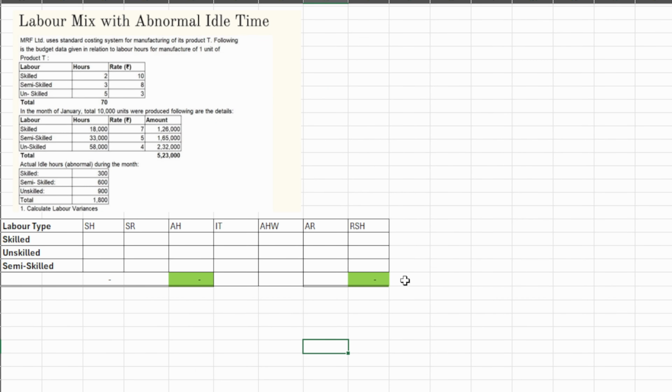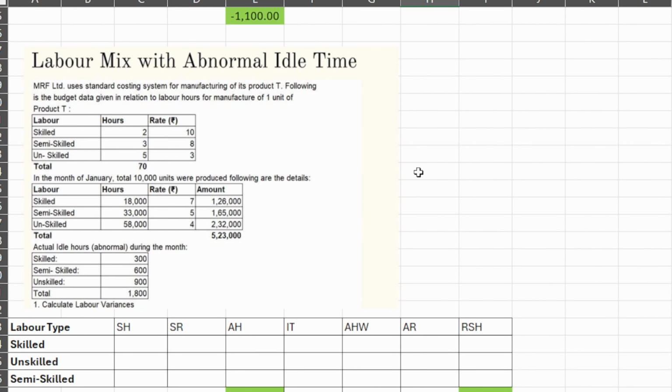Now we will see a problem where there is also abnormal idle time. Always remember, the standards are prepared considering the normal idle time. Whenever there is an abnormal idle time, then the method is slightly different. So pause for a moment and go through this problem.